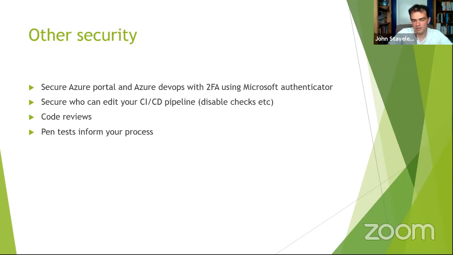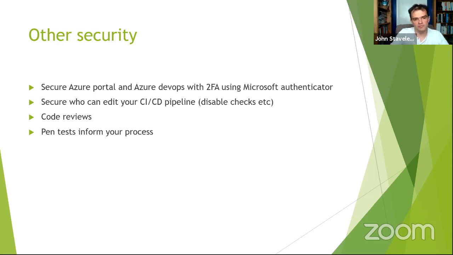Your CI/CD pipeline is the center of security, where it's enforced. So it's important that they can't bypass that process. Code reviews are a very important way of picking up security bugs. I've not covered that here. And pen tests are still important, but they inform the process.